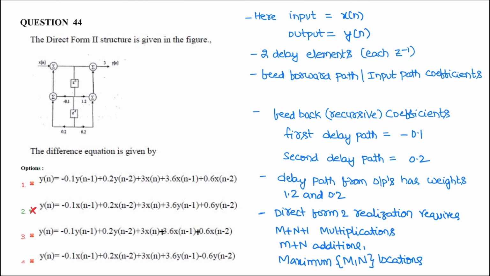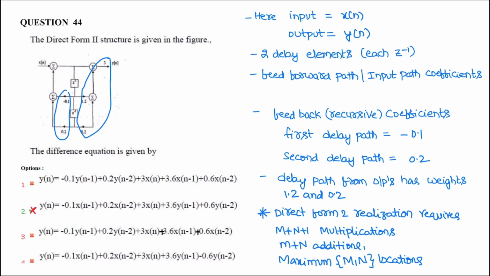And this direct form 2 realization requires m plus n plus 1 multiplications, m plus n additions, and a maximum of m, n memory locations, where m and n are the order of the numerator and denominator of the transfer function to be realized. So these are the coefficients related to output, and these are the coefficients related to the input.